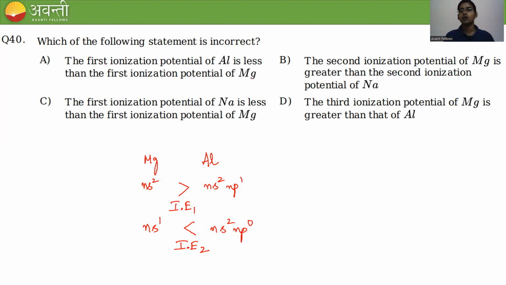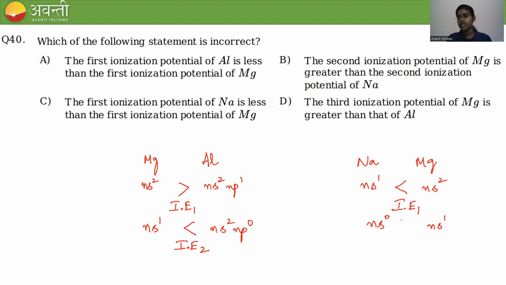Now come to option B. It talks about the second ionization potential of magnesium and sodium. So let's take sodium and magnesium. Sodium has ns1 configuration, magnesium has ns2 configuration. Since magnesium has a fully filled configuration, magnesium requires higher energy for the removal of an electron. That is, the first ionization energy of magnesium is more. Then after the removal of that electron, ns0 and ns1 is the configuration.